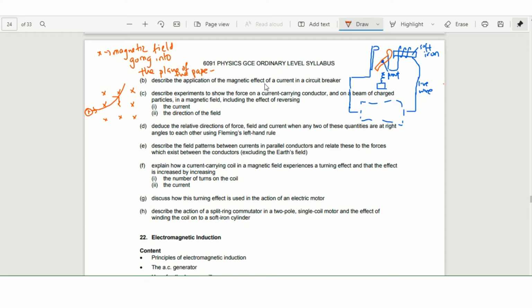Part D, you need to be able to deduce the relative directions of force, field, and current when any of these two quantities are at right angle to each other using Fleming's left-hand rule. So basically, it's the application of Fleming's left-hand rule.